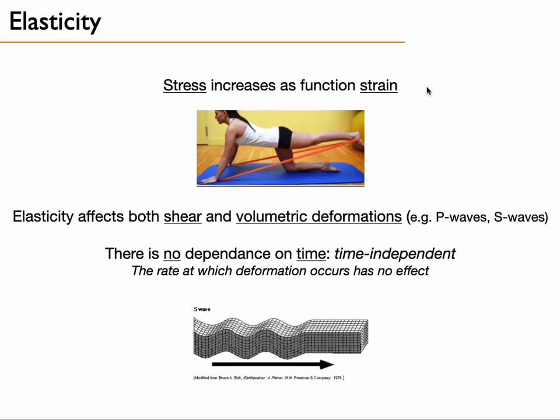Elasticity is a function of strain. So that's another example. Here you see someone stretching a rubber. You can stretch the rubber, but what matters is how much you stretch it. The more the rubber is stretched, the harder it becomes. The stress increases in the rubber band. So elasticity affects both shear and volumetric deformation. So we have P waves and S waves that can travel through rocks.